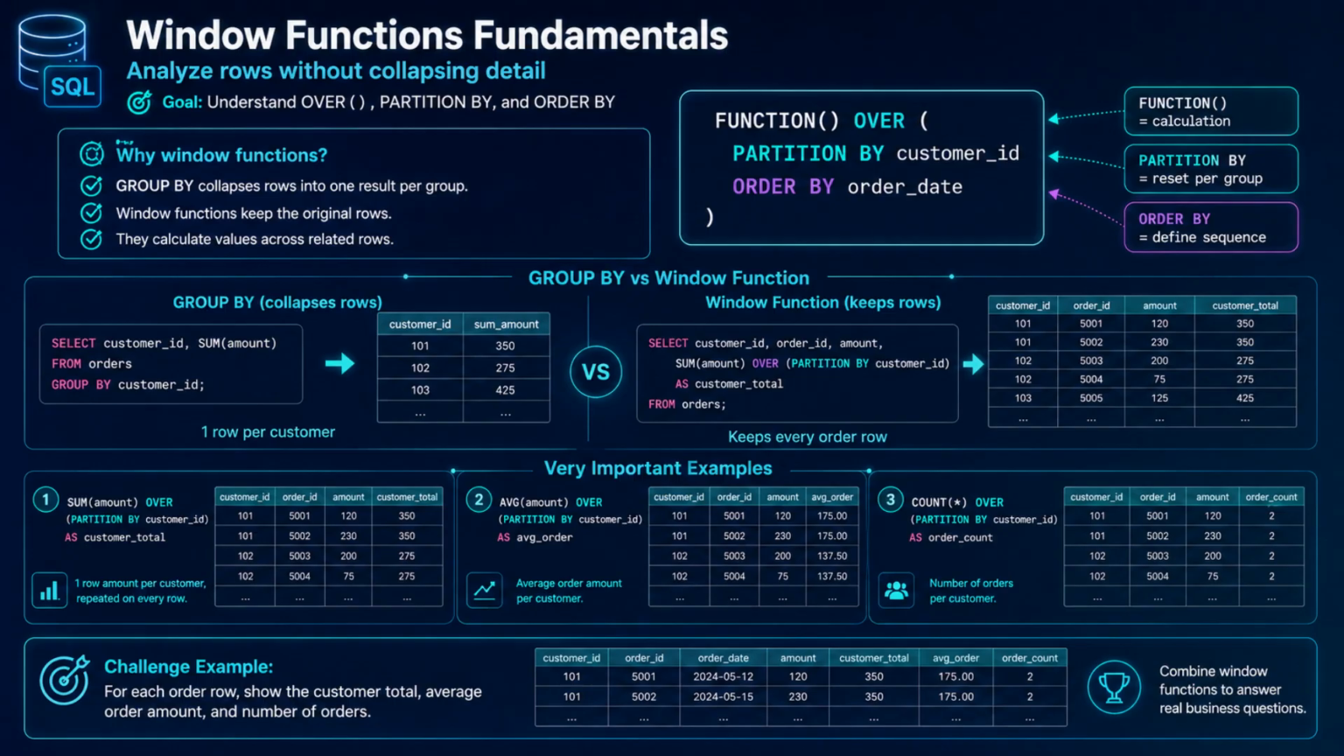Window functions keep the detail rows and add calculated columns. For example, sum amount over partition by customer ID gives the customer total repeated on each order row for that customer. AVG amount over partition by customer ID gives the average order amount per customer. Count star over partition by customer ID gives the number of orders per customer. The challenge is to show for each order row the customer total, the average order amount, and the number of orders. This is a perfect example of why window functions are powerful. They let you keep detail and add context at the same time.